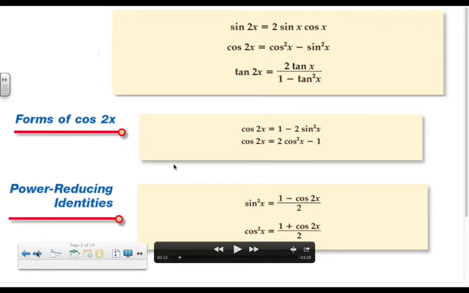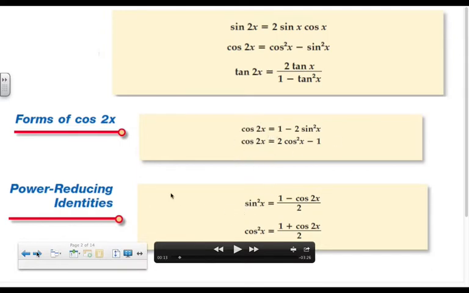This one right here talks about the double angle. If we have sine 2x, we can rewrite it as 2 sine x cosine x. We can also go backwards, remember that. So I could write 2 sine x cosine x as sine 2x. Cosine 2x is cosine squared x minus sine squared x. And then tangent of 2x is 2 tan x over 1 minus tan squared x. And these are different ways that you can write the cosine 2x rule, just so that you're aware of that.